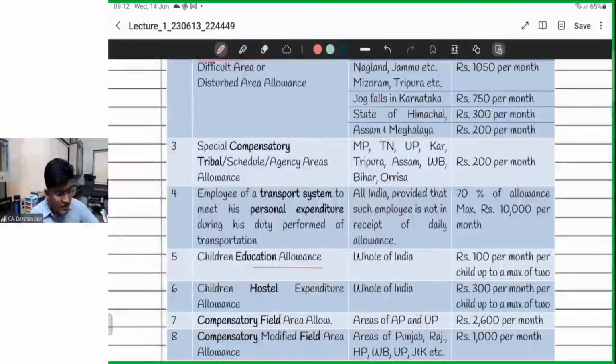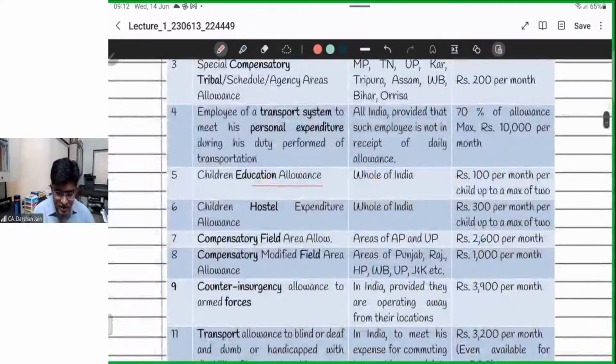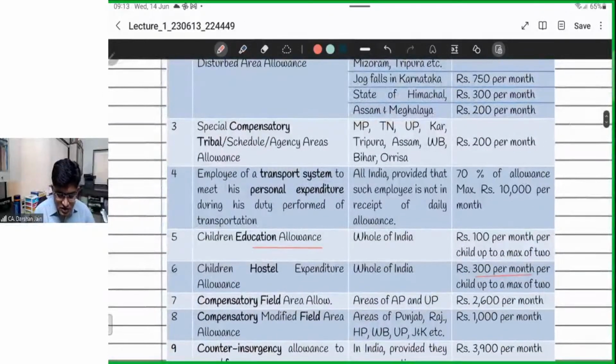Now, this general allowance could appear in the exam because it is applicable to each of the employees. So 100 rupees per month to the maximum of 2 children. Are you getting my point? 100 rupees per month to the extent of 2 children is exempt. So if at all a person is getting 200 rupees per month for 1 child, and he has 1 child indeed, so 200 rupees out of 200 rupees, 100 rupees would be exempted, 100 rupees would be taxable, right? If he has got 2 children and he has got 100 rupees per child, in that case the entire amount would be exempted. So children education allowance, similarly children hostel expenditure allowance to the extent of 300 rupees per month is going to be exempted.